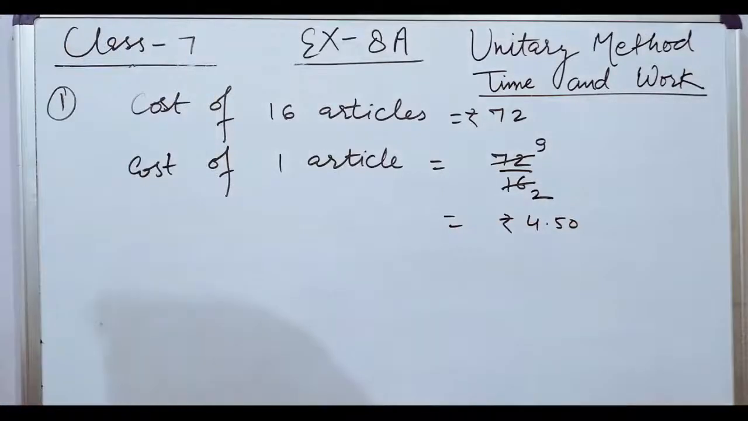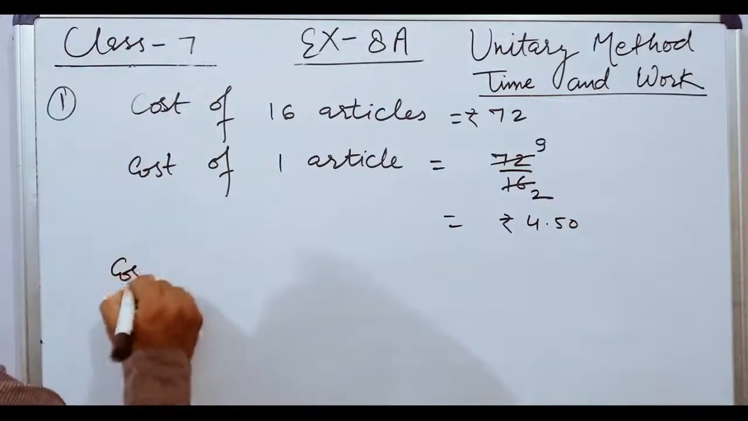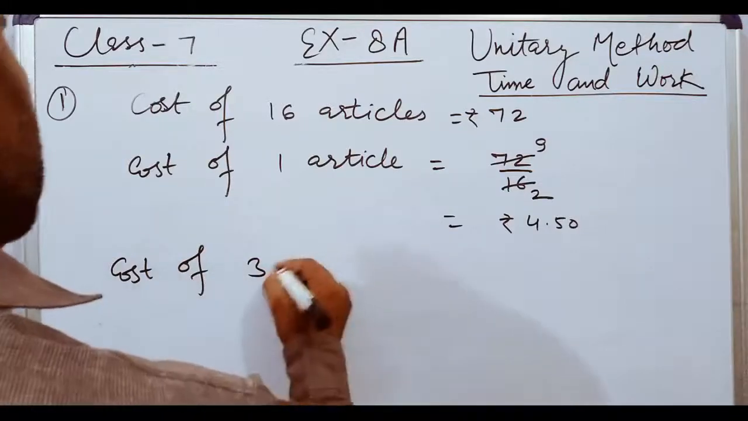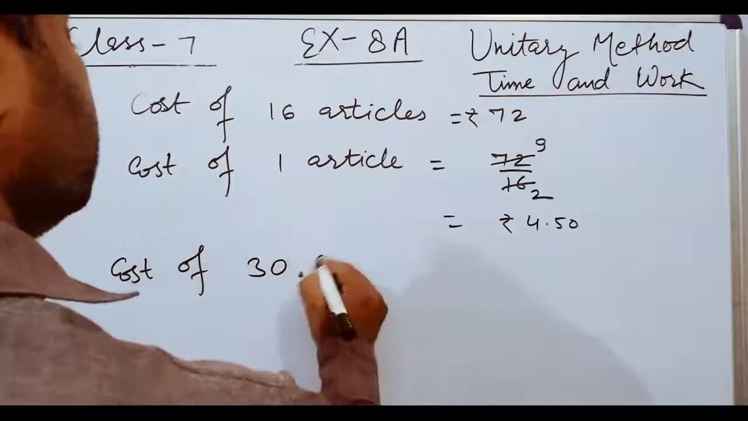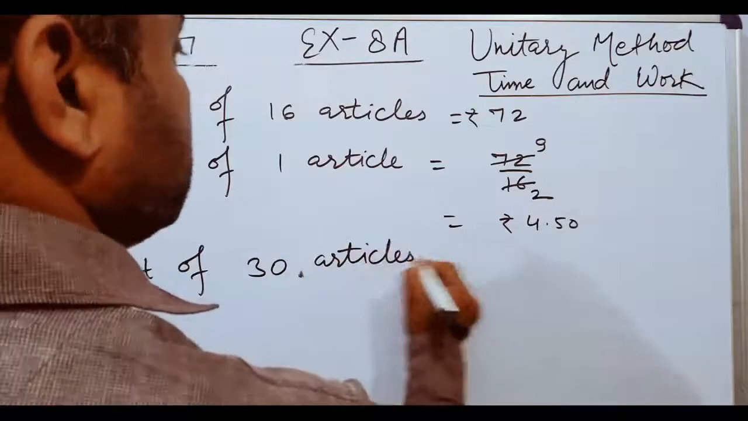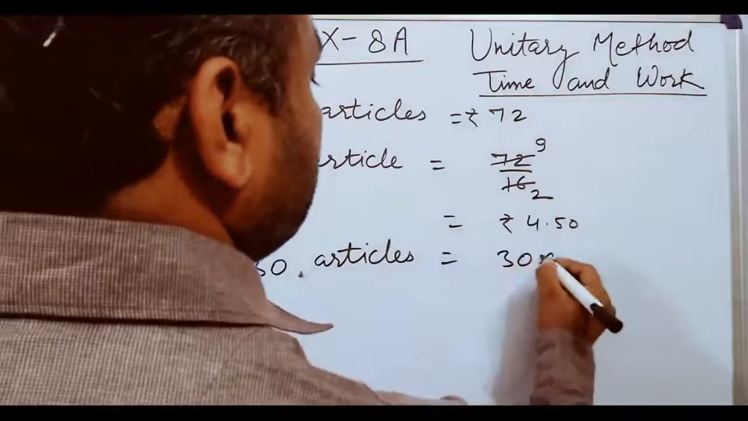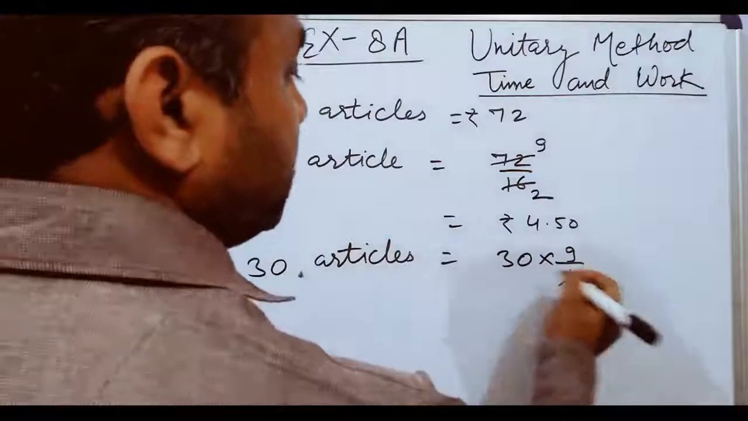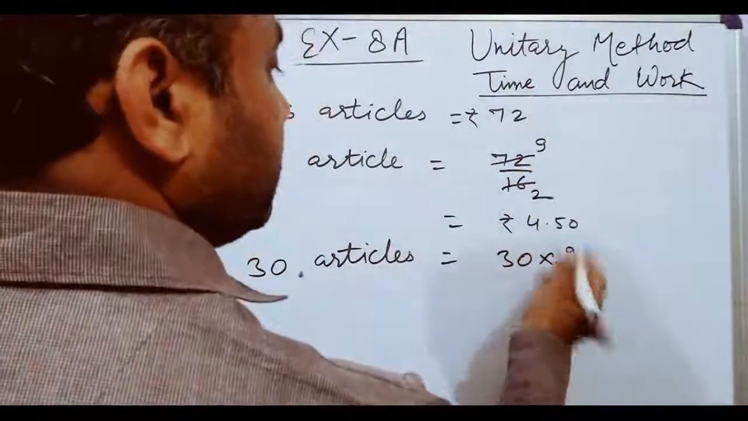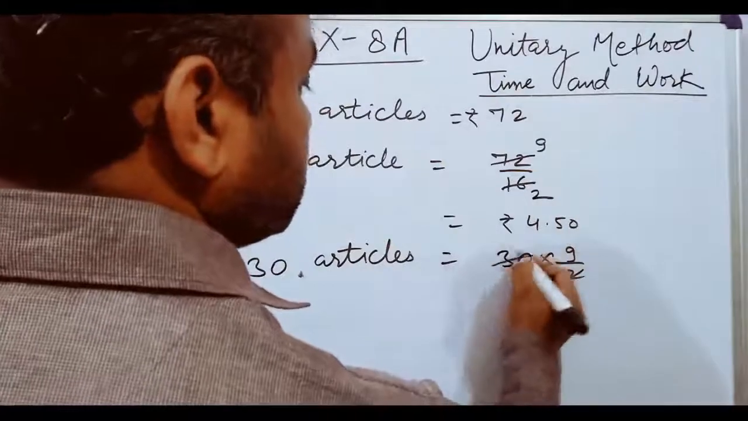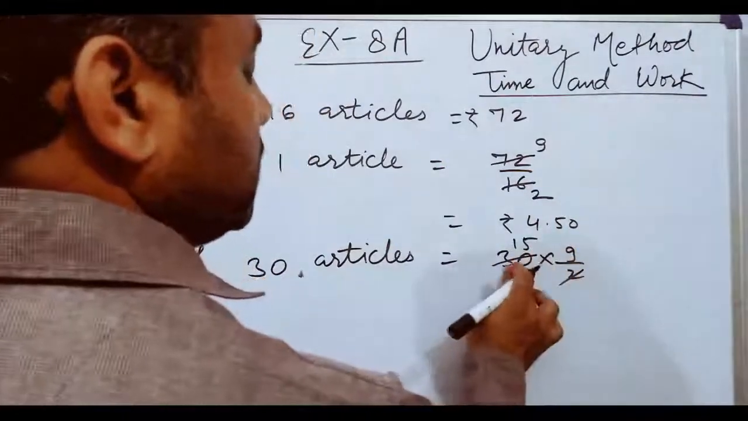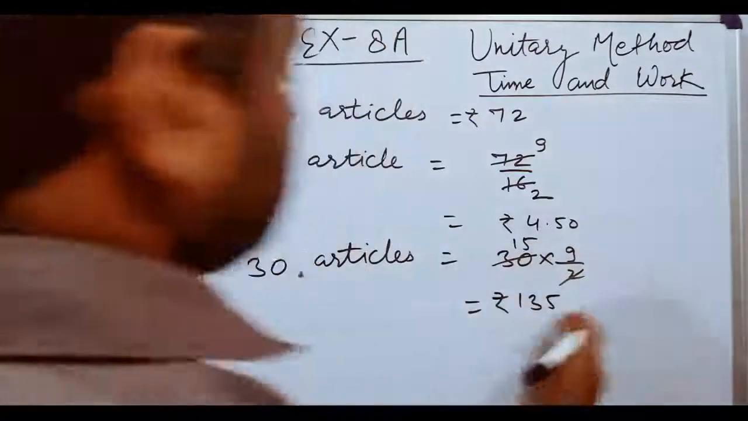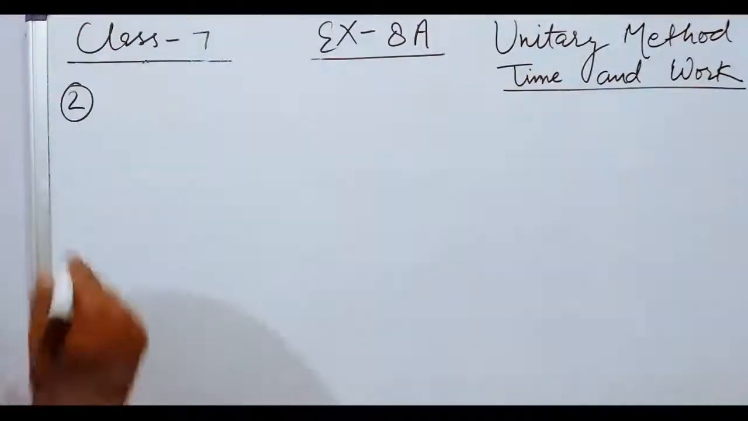Then the cost of 30 articles is equal to, we can write 30 into 9 upon 2. We can write this also, but multiplication is easy with 9 upon 2. Okay, 9 upon 2 or 4.50, no problem, same thing. 15, 2 1s are 2, 2 5s are 10, 15 9s are 135 rupees. Then the cost of 30 articles is equal to rupees 135.